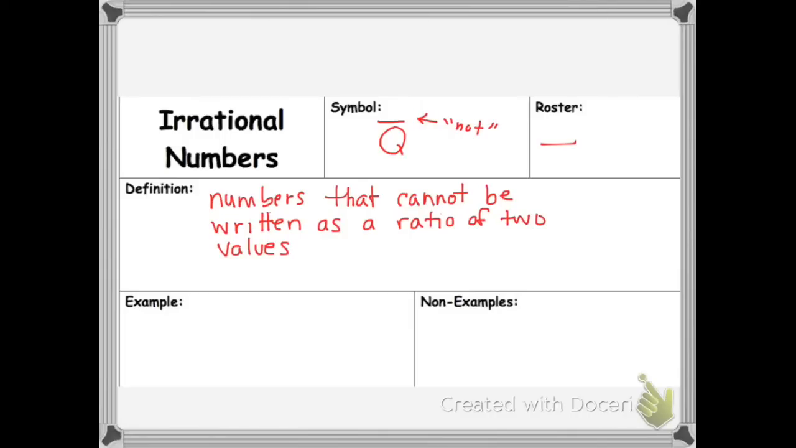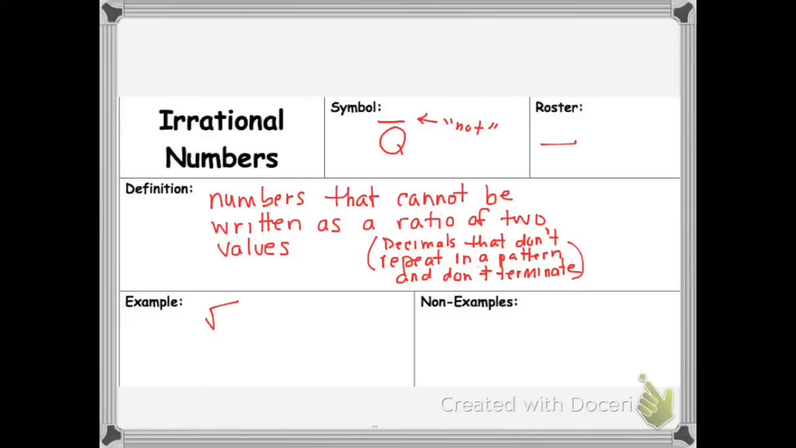Now, those are not quite as easily recognizable, but basically it's going to be things that you can't write as a fraction. So it's decimals that don't repeat and go on forever. So decimals that don't repeat in a pattern and they don't terminate, which is just a fancy word for stop. So irrational numbers, kind of the opposite of the rational numbers, you would have like the square root of any prime values. You would have things like pi, which goes on forever without repeating.